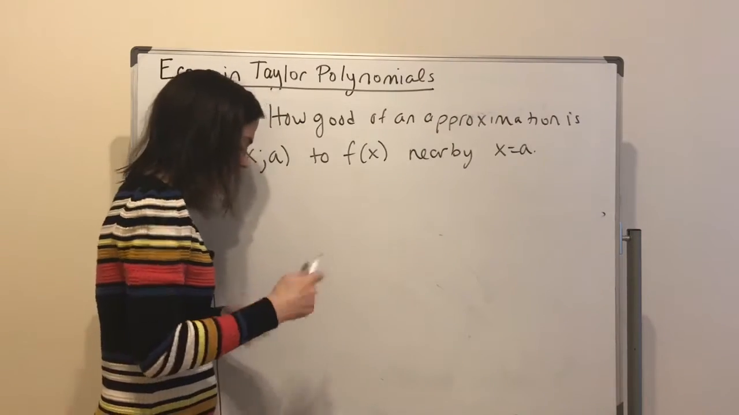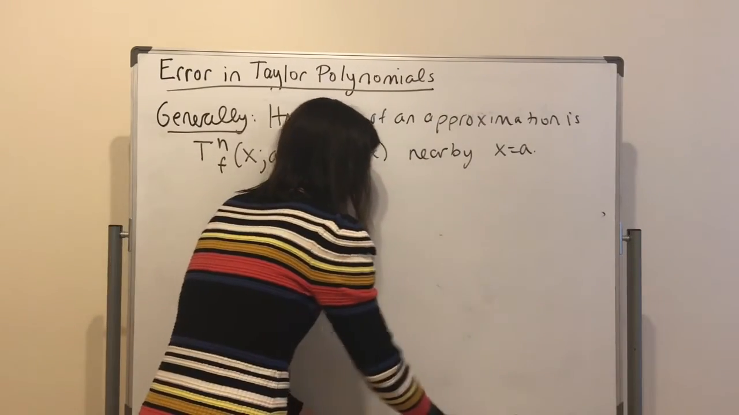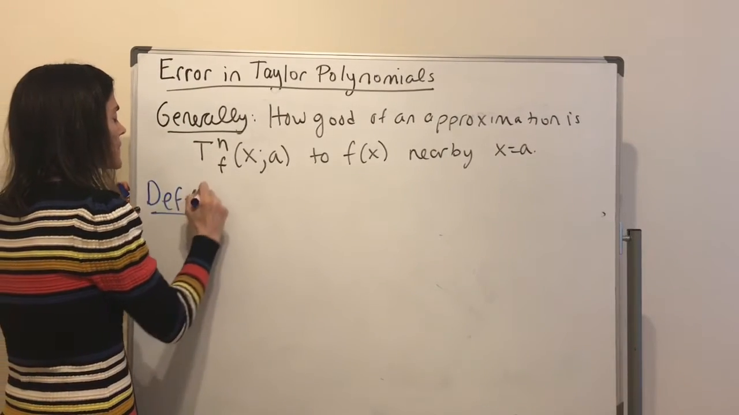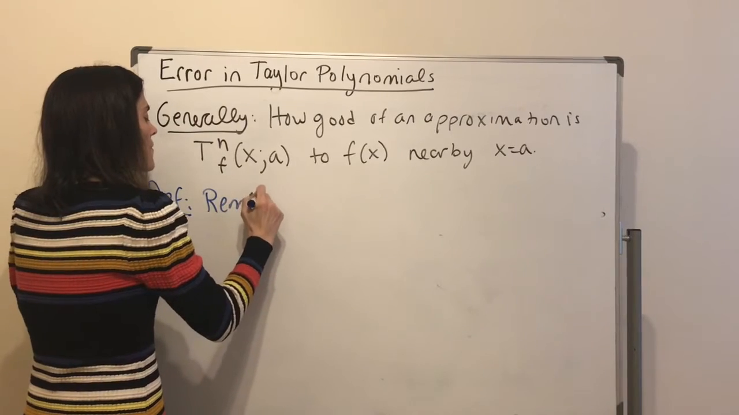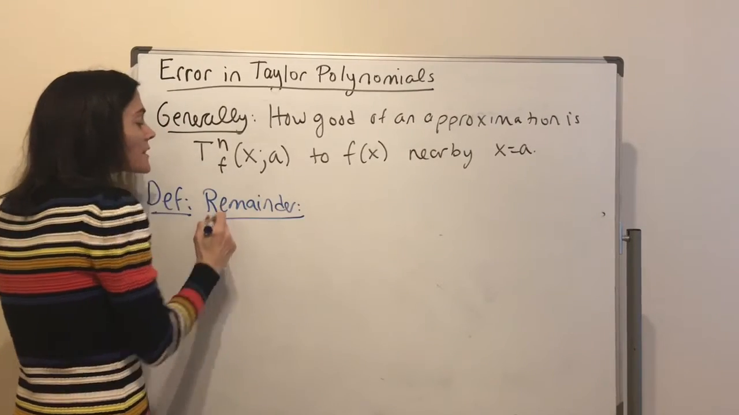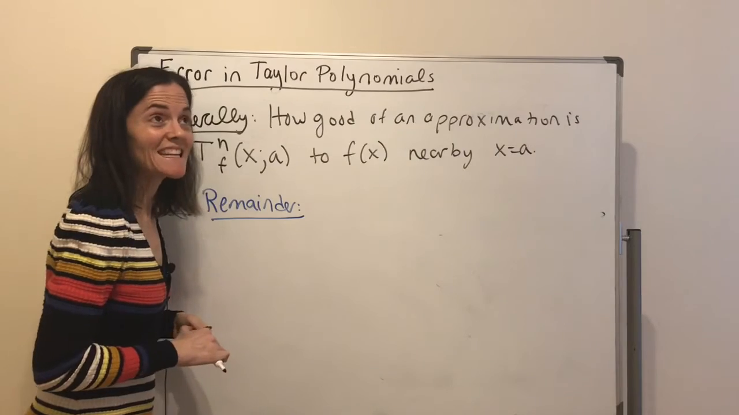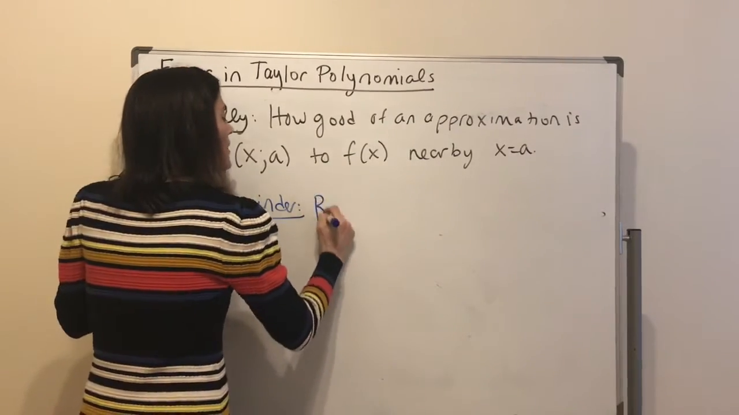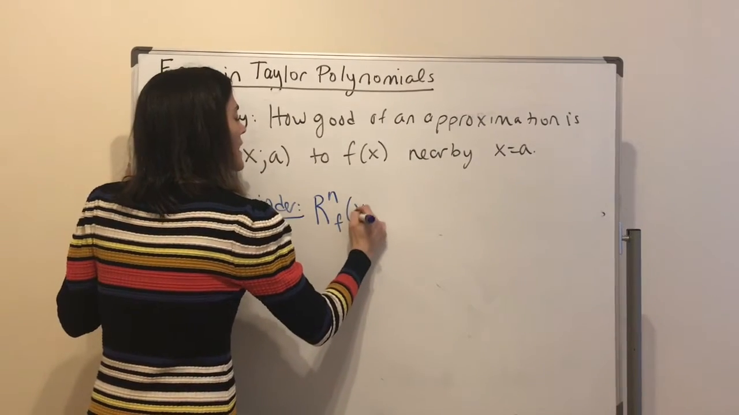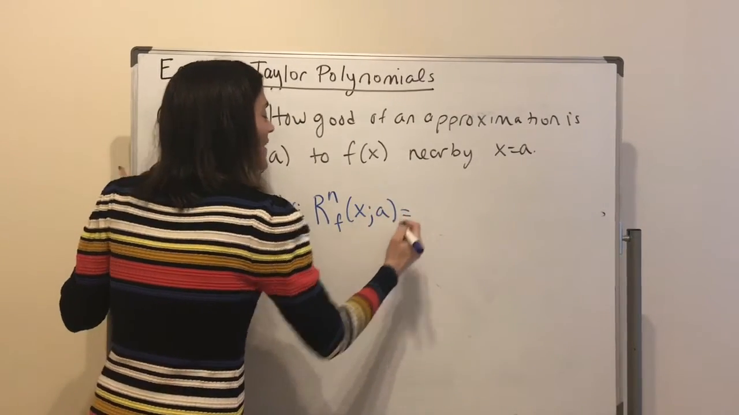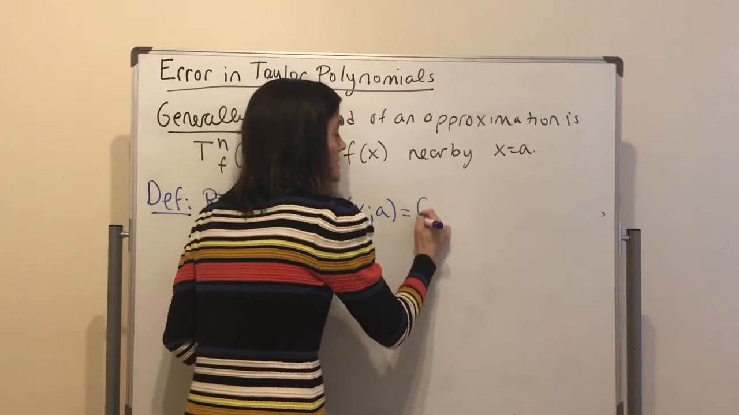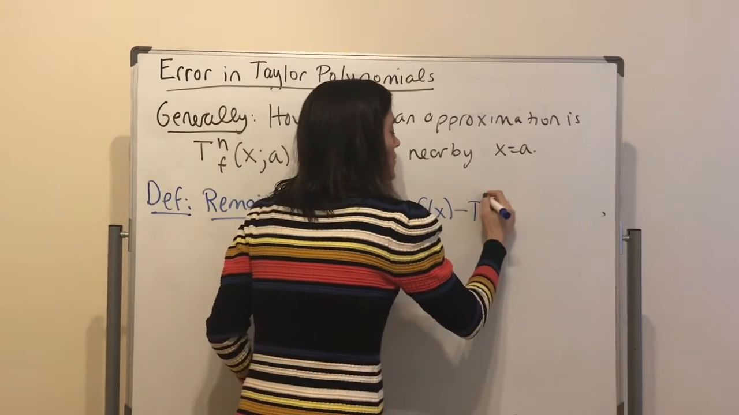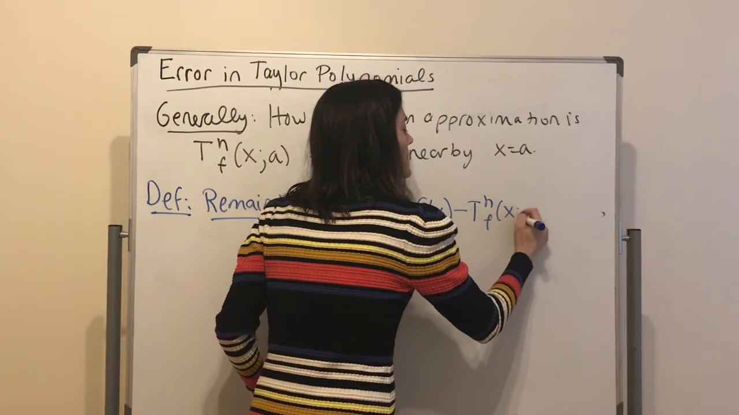But before I discuss error, let me define some other things. First of all, we will define the remainder. And all of these little terms have notation that looks like this. The notation is R_n f(x, a). And all this is you take the function and you subtract the nth order Taylor polynomial.